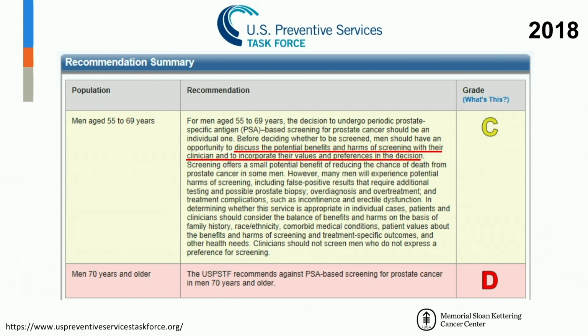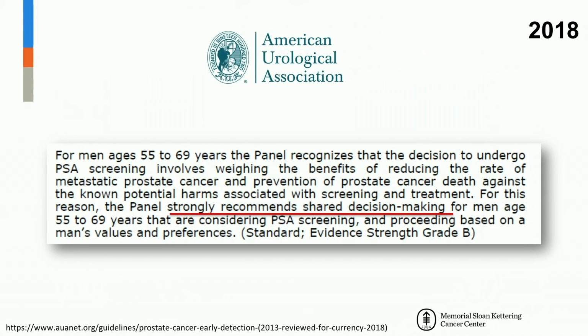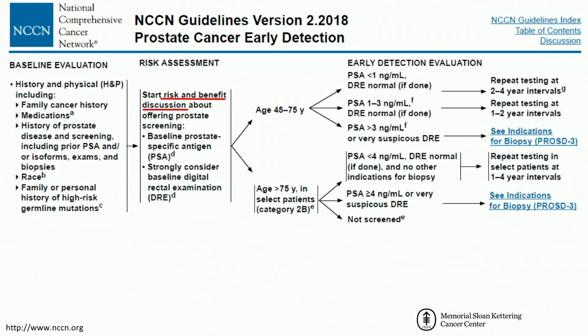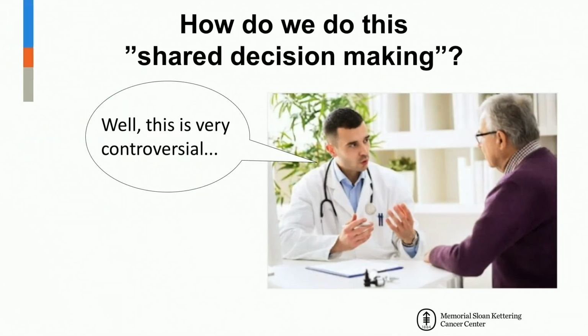It's now a C recommendation, where the man should have the opportunity to discuss the benefits and harms of screening and incorporate his values and preferences in the decision. The AUA also strongly recommends shared decision making, and the NCCN guideline, which we will talk about, also emphasizes this risk and benefit discussion. So how do we do this shared decision making?